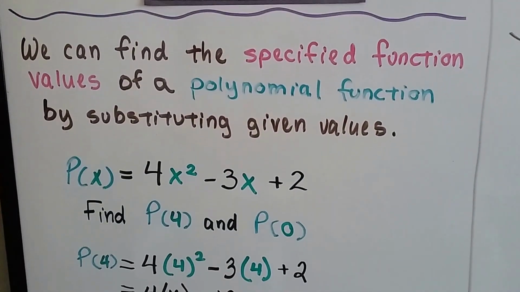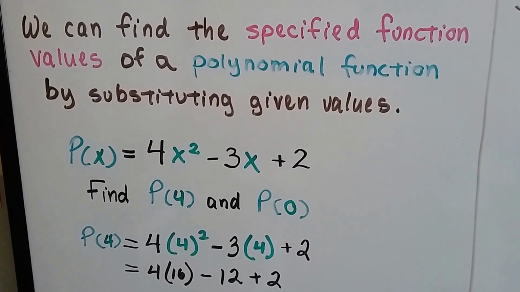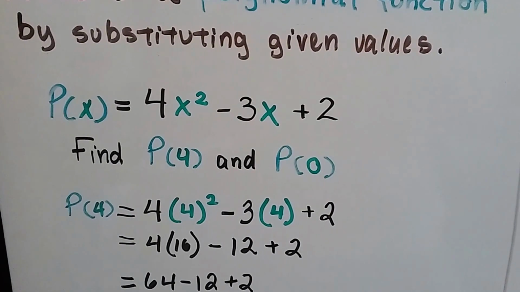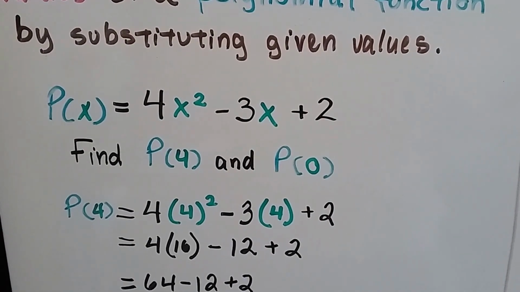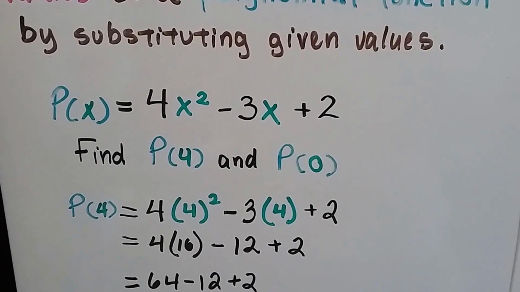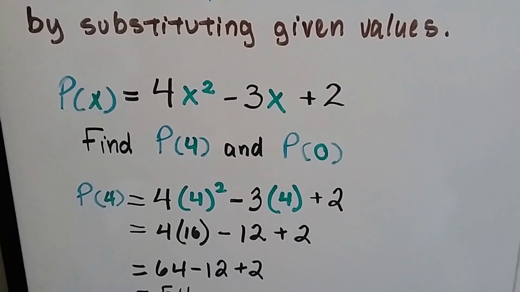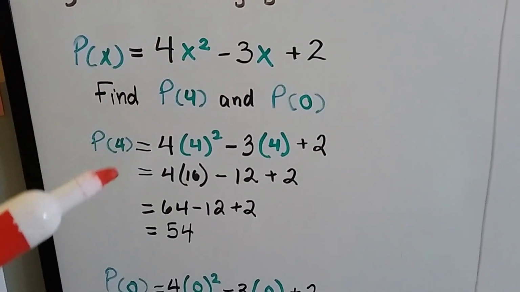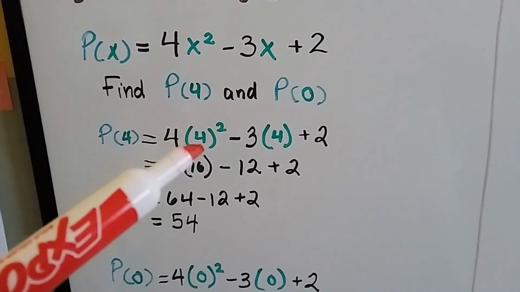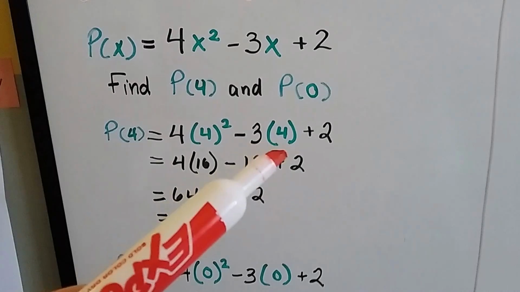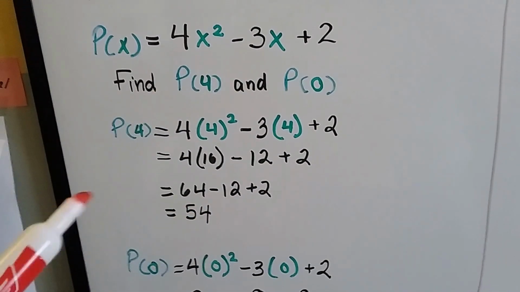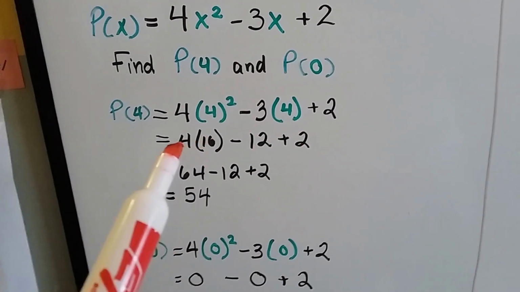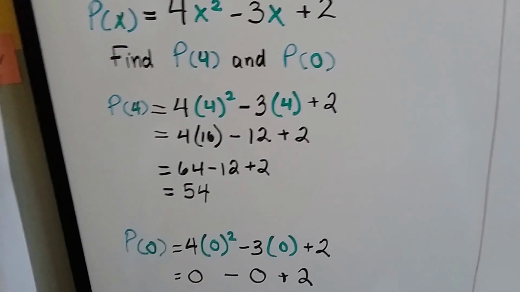We can find the specified function values of a polynomial function by substituting the given values. We have a polynomial in x here, and it equals 4x squared minus 3x plus 2. And it tells us to find p of 4 and p of 0. All we have to do is each one separately, and we plug in the 4 for x. We get 4 squared instead of x squared, minus 3 times 4 instead of minus 3 times x. And we get 4 times 16 minus 12 plus 2. That's 64 minus 12 plus 2, or 54.